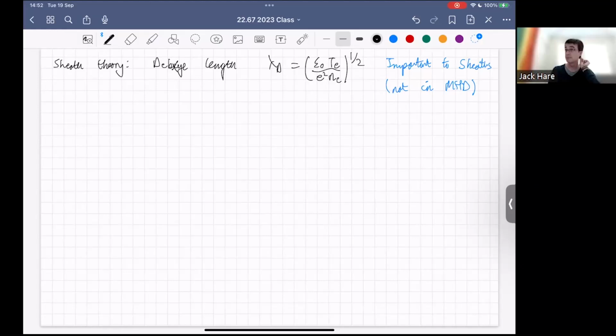Distance over which voltages are shielded. Yeah. So I guess we can say within a few lambda Debye, the probe perturbation vanishes. So although we've stuck this probe in and it's going to be at a very different potential to the plasma, the plasma won't see it over a few lambda Debye or so.